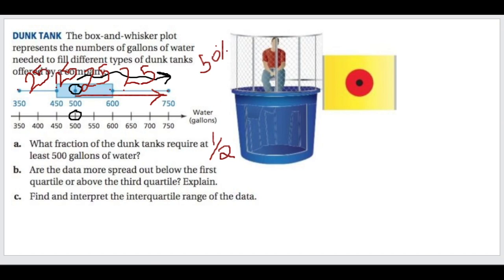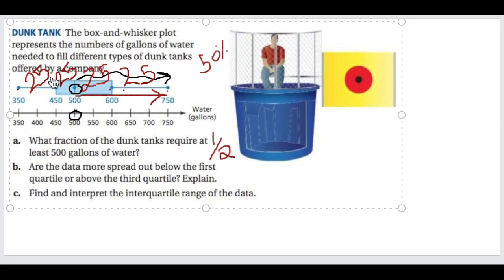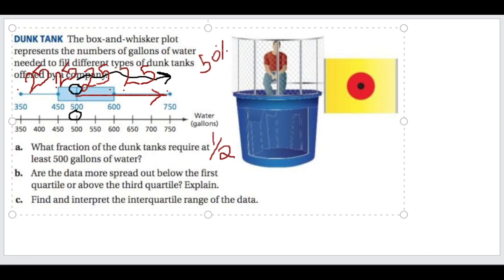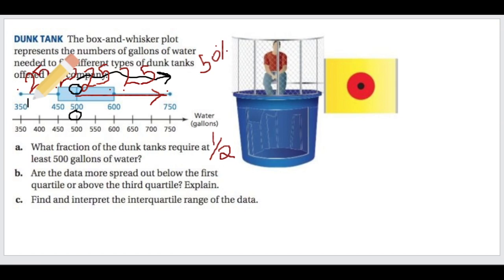Now, moving on to B. I want to know, are the data more spread out below the first quartile or above the third quartile? How can I explain this? Well, my first quartile is right here, so I'm looking from here to here. This is the difference of my first quartile, so I can find this by subtracting 350 from 450. So the difference from here to here is 100.